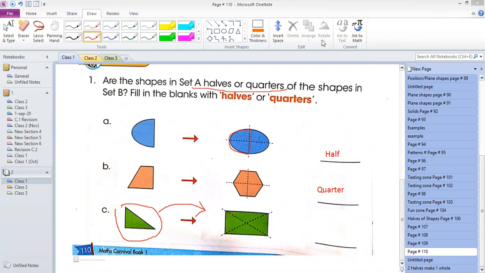Okay, I'll take one student. Abdul Rauf. Yes, Abdul Rauf. This triangle is the half of this rectangle or quarter of this rectangle? Half or quarter? Half. You are saying half.